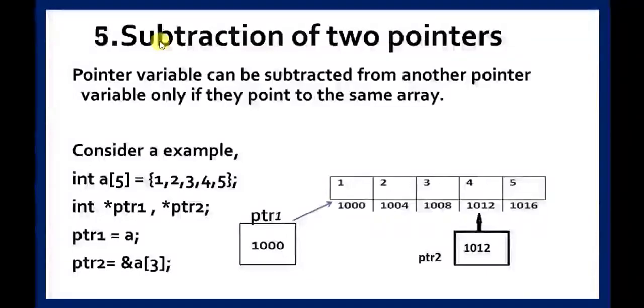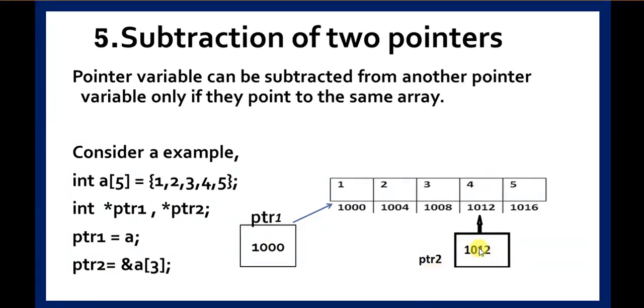Now the next operation is subtraction of 2 pointers. One pointer variable can be subtracted from another pointer variable if they are of the same type and they point to the same array. Consider the same example again. Here I am declaring an array of 5 elements initialized with 1, 2, 3, 4, 5. Here I am declaring 2 pointer variables PTR1 and PTR2. PTR1 is pointing to the base location 1000 and PTR2 is initialized with the address of A[3]. PTR2 is pointing to 1012.